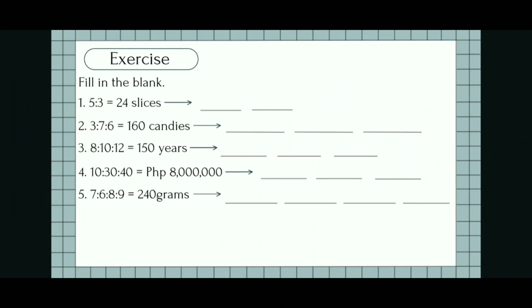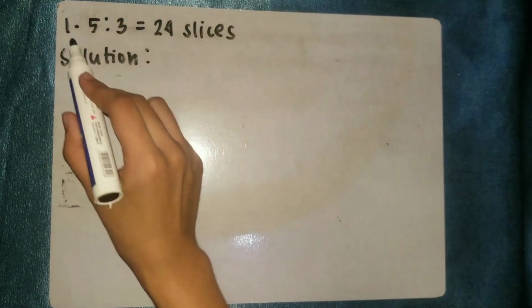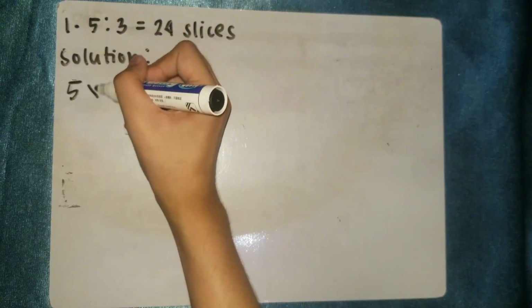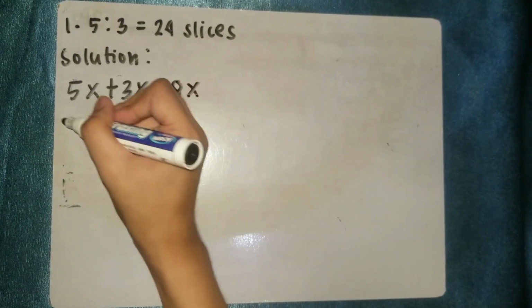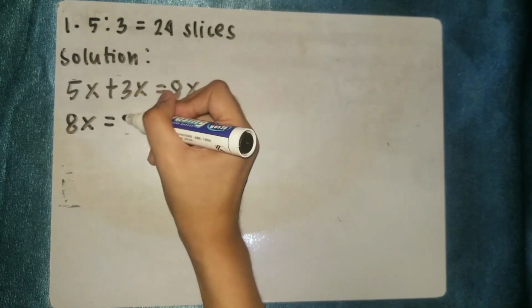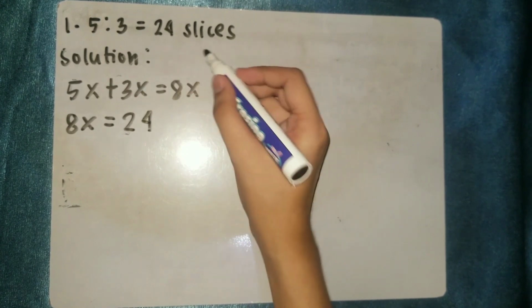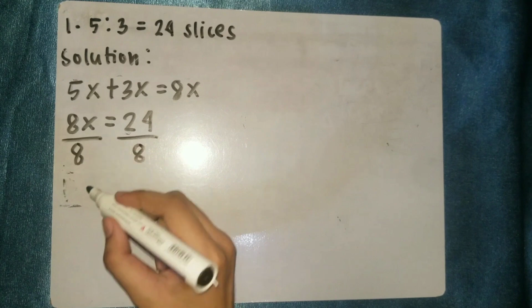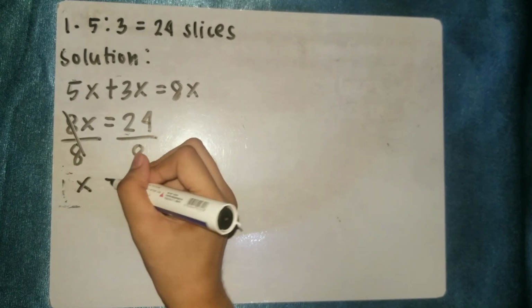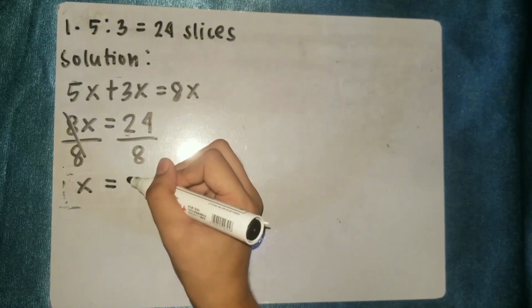Fill in the blank. Number 1. 5 is to 3 equal 24 slices. The answer is 15 slices is to 9 slices. Solution. Let's make this 5x plus 3x equal 8x. Then 8x equal 24, which is galing dito. Then divide 8 by both sides. 8x divided by 8 equal x. 24 divided by 8 equal 3.